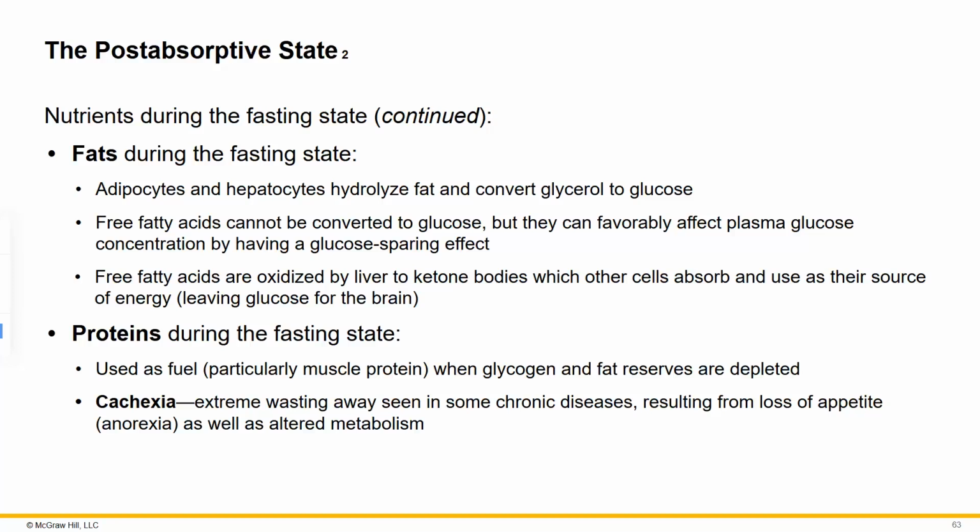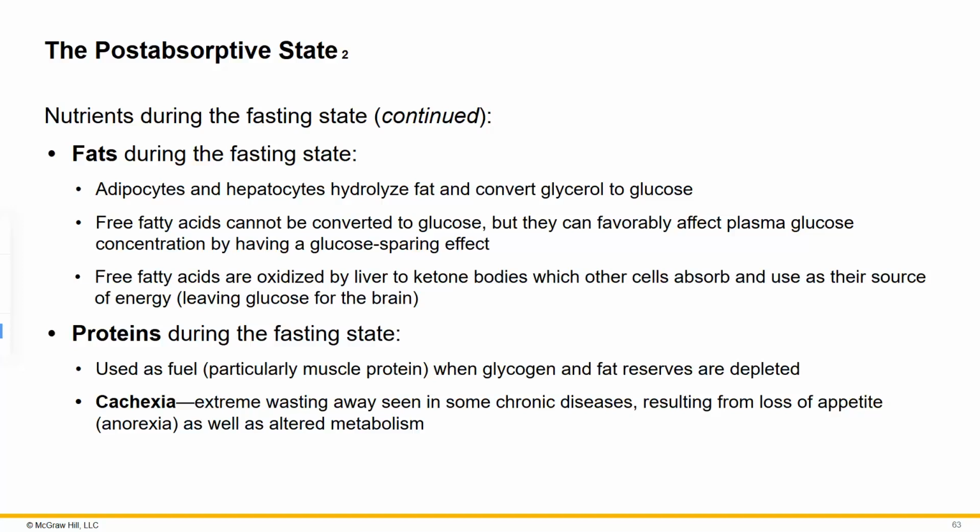Fats during the fasting state: adipocytes and hepatocytes hydrolyze fat and convert glycerol to glucose. Free fatty acids cannot be converted to glucose, but they can favorably affect plasma glucose concentration by having a glucose-sparing effect. Free fatty acids are oxidized by the liver to ketone bodies, which other cells absorb and use as a source of energy. Proteins during the fasting state are used as fuel when glycogen and fat reserves are depleted. Cachexia is extreme wasting away seen in some chronic diseases, resulting from a loss of appetite, anorexia, as well as altered metabolism.